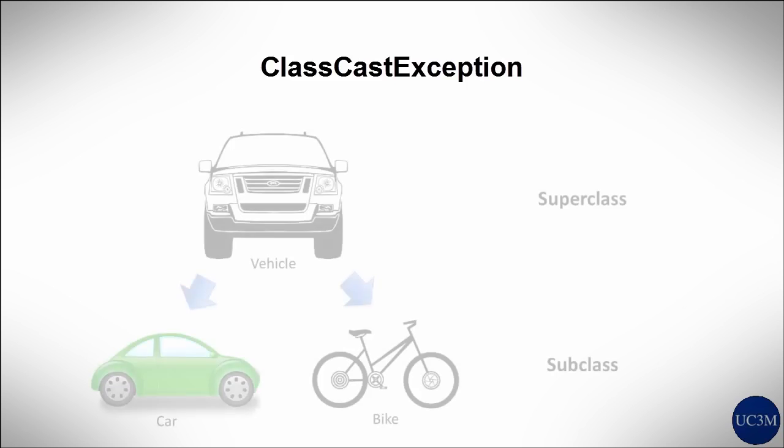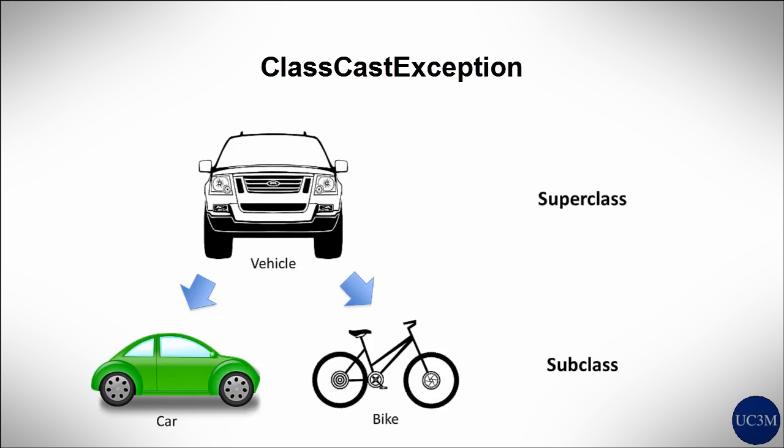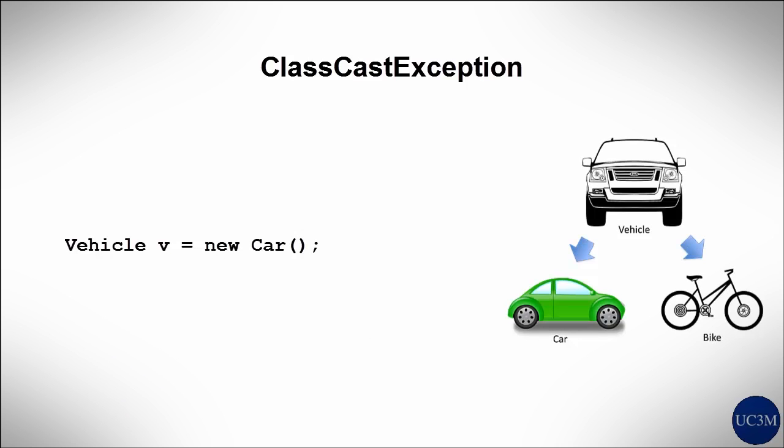The second exception related to objects and classes that we're going to see is class cast exception. To illustrate this exception, we have this hierarchy of classes, where vehicle is the superclass and car and bike are the subclasses. According to this hierarchy, it's possible to create an instance of the car class and assign it to a variable of type vehicle, because a car is also a vehicle.